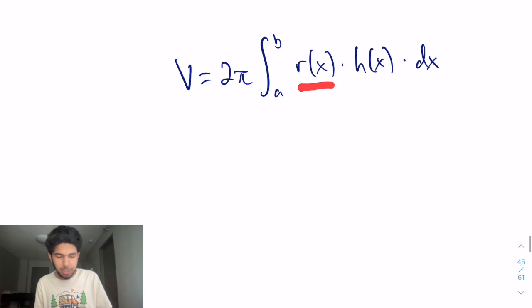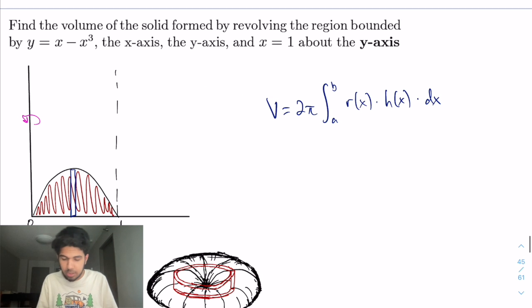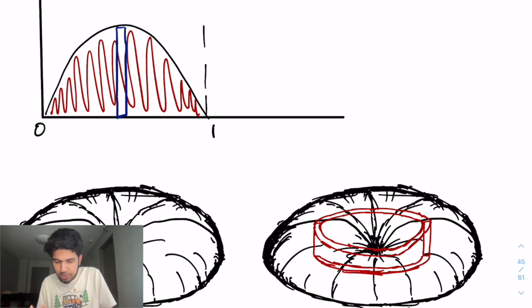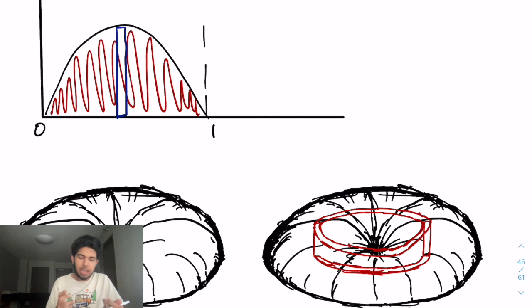But in our integral, we have r of x and h of x. What is r of x and what is h of x? You could refer back to the drawing on the previous slides, but I would like to actually take a moment to think about it. So if this blue rectangle being spun around the y-axis yields this shell, how would we find the volume of this shell?